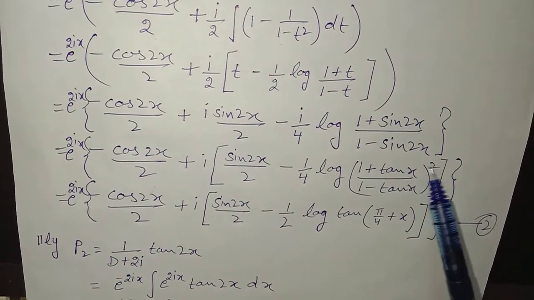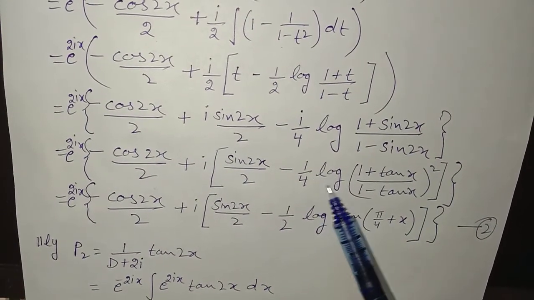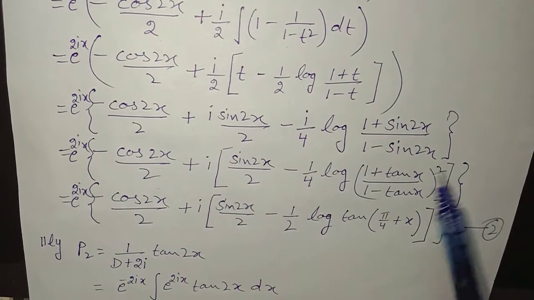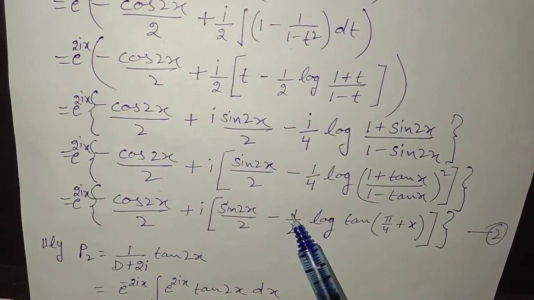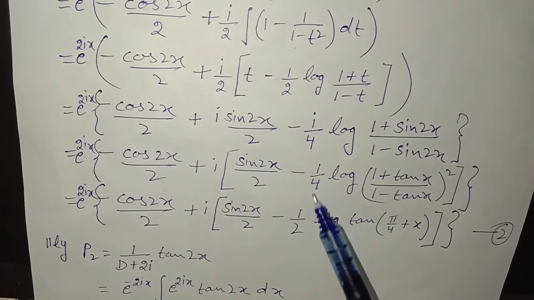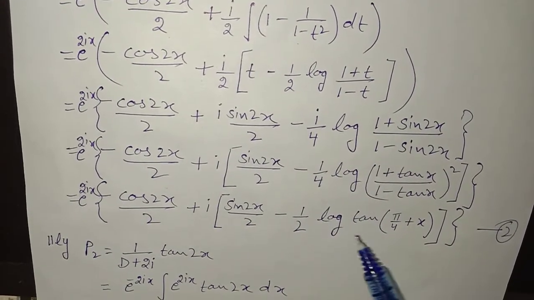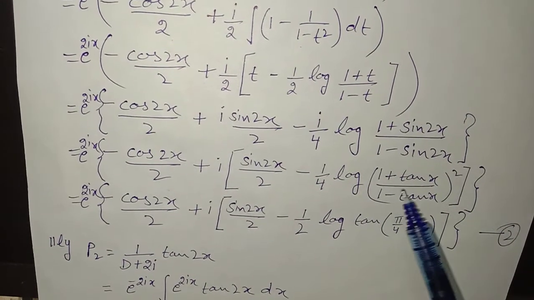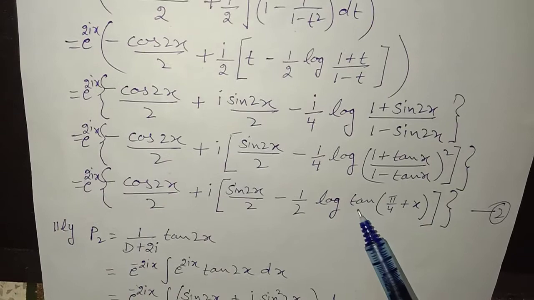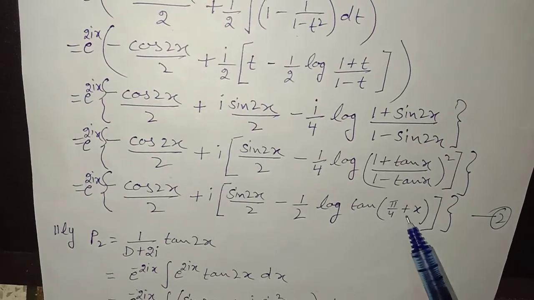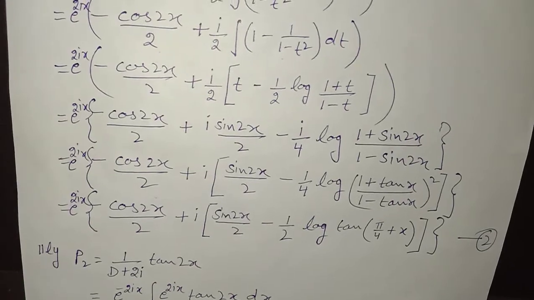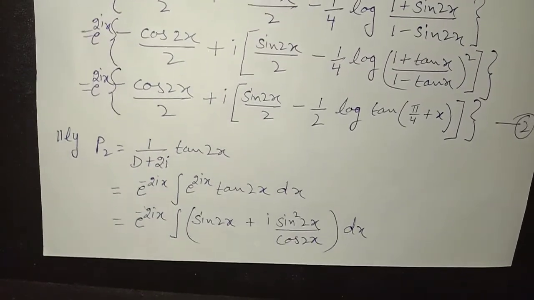So now this 2 we can multiply, this 2 can be written here. So 2 ones are 2, 2 twos are 4, 1 by 2 is left, and this formula, 1 plus tan x over 1 minus tan x, is nothing but tan of pi by 4 plus x. So now this is P1. Similarly, we calculate P2.